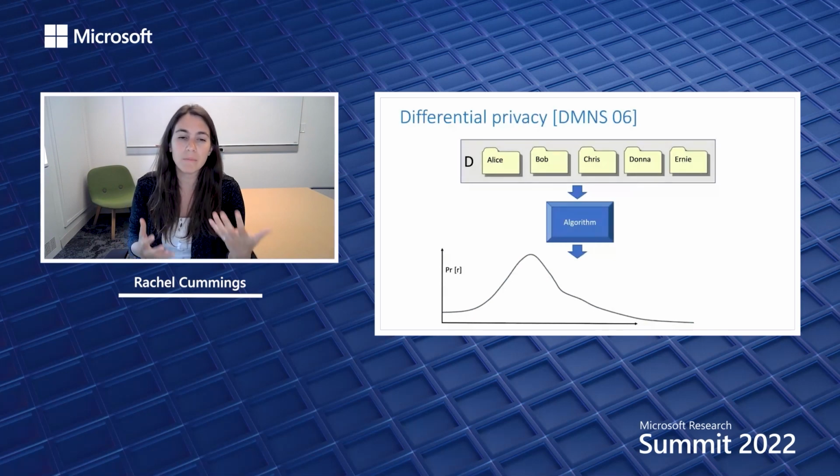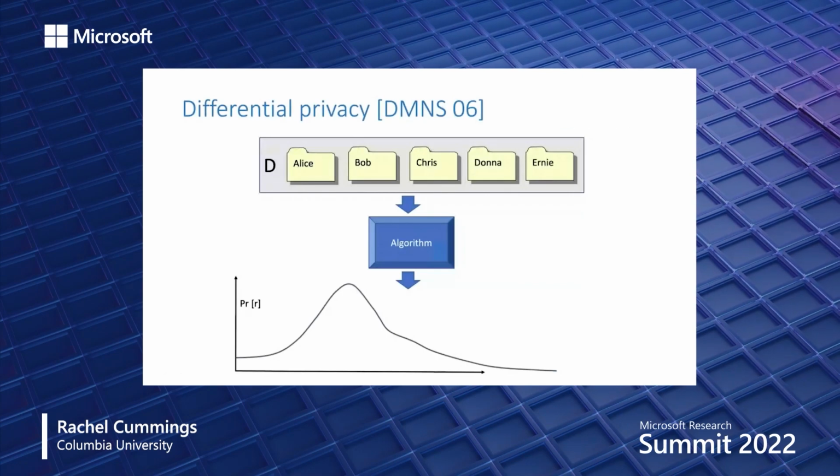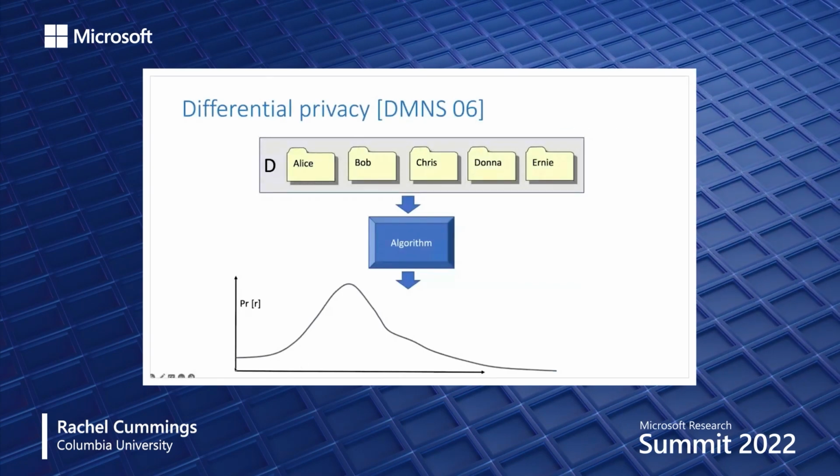Imagine that we have a database of people's data, and we plug this into our favorite randomized algorithm, and this will give us a PDF of the outputs of this algorithm instantiated on this particular database. You can think of this as being the space of all possible outcomes of the algorithm, and this is measuring how likely this outcome is to be observed.